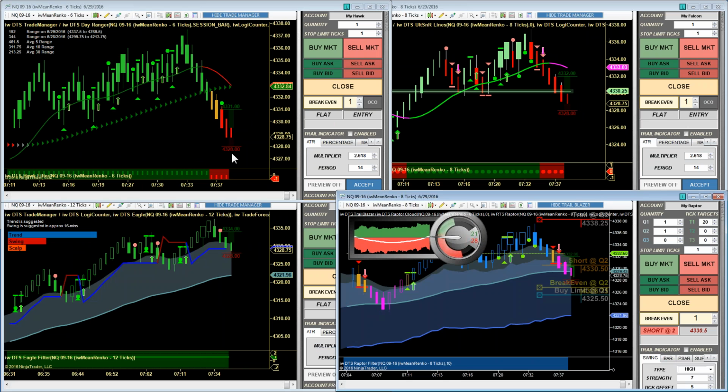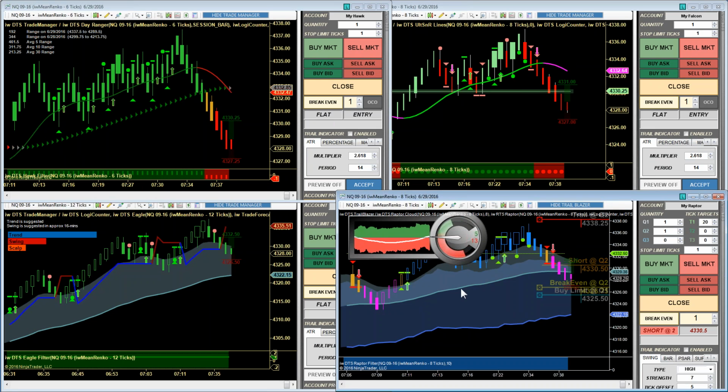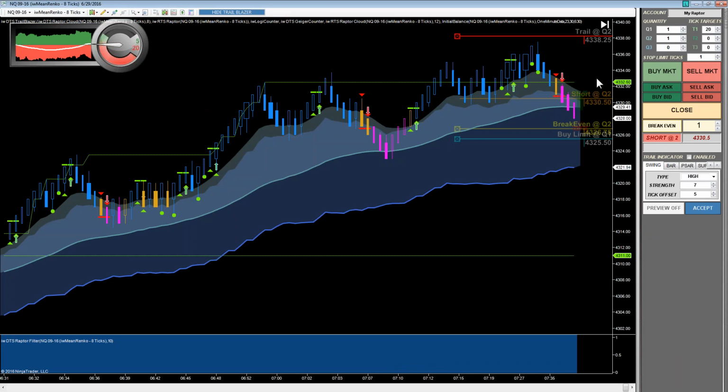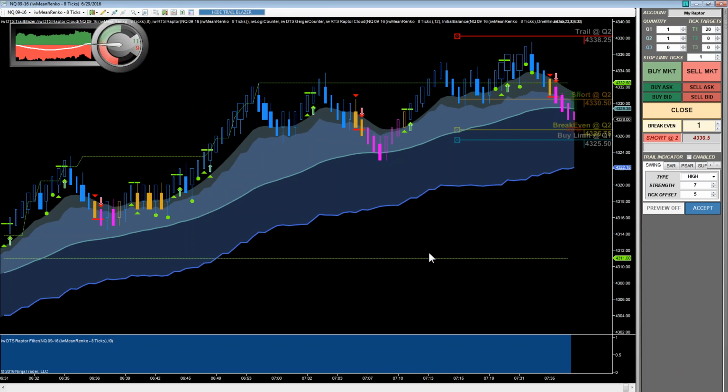And let's see if we get that red bar buy signal. No, not yet. We may get a trend change signal here in the Falcon. Let's go to the action in the Raptor while we're waiting for the other tool to print the signal. Now I could delete the break even.